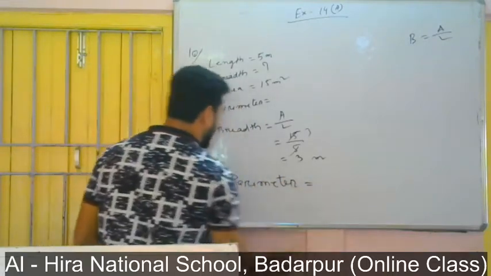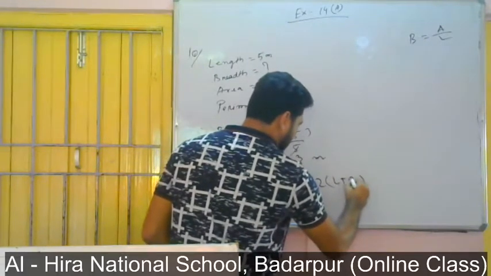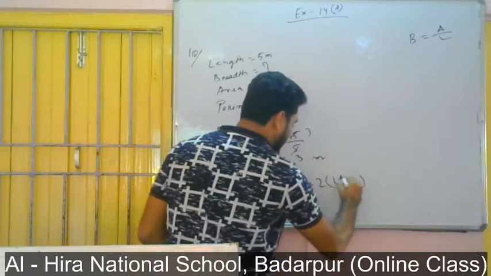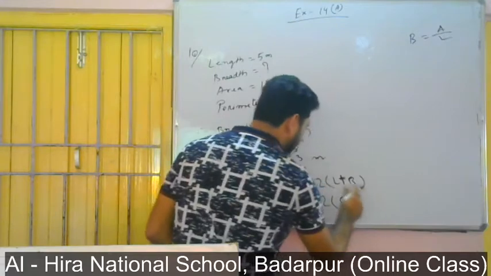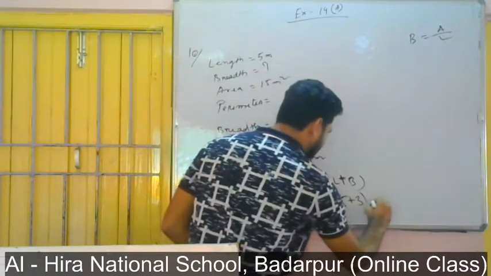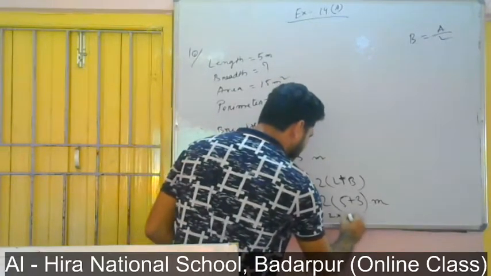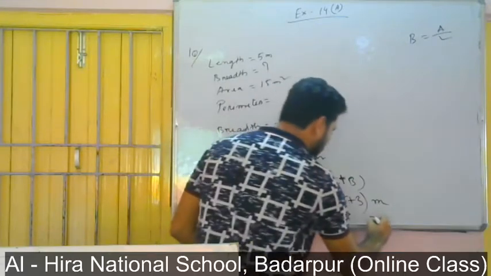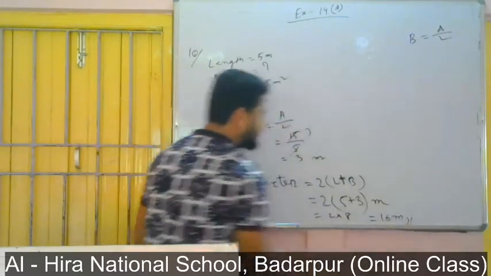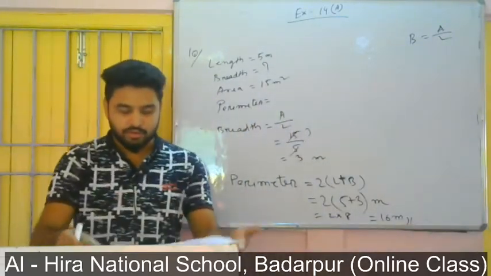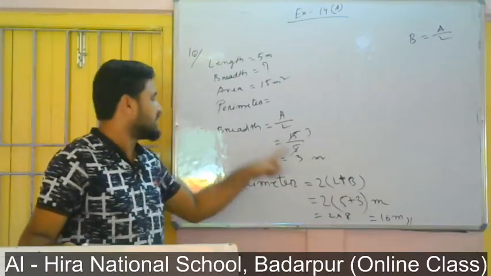We have to find perimeter. So perimeter we know 2 into L plus B. As I said earlier, 2 into L plus B. So 2 into L means 5, and breadth means 3. You can write meter. So 5 plus 3, 8. 8 into 2, 16. So 16 meter. That is the answer. So you fill in the blanks. The perimeter writing 16 meter, and in the breadth writing 3 meter.